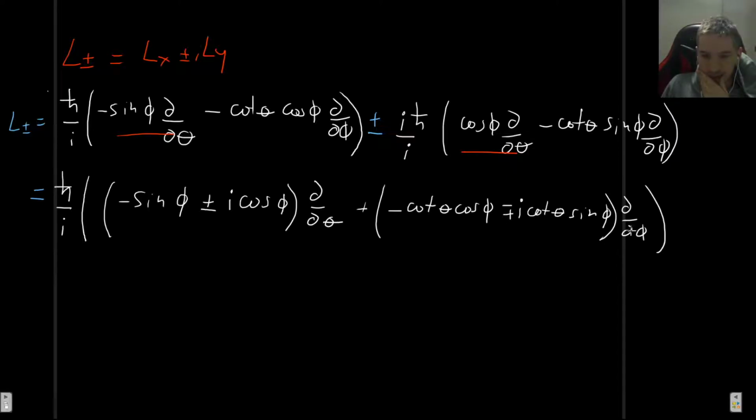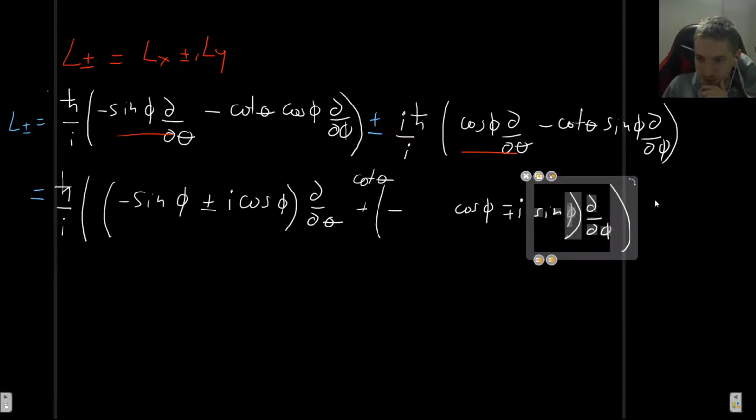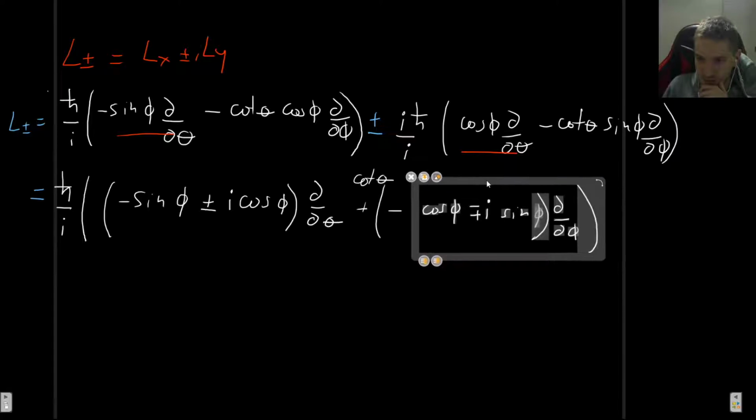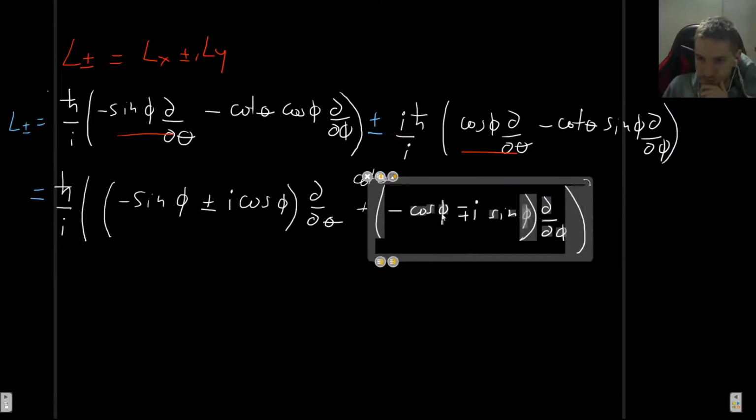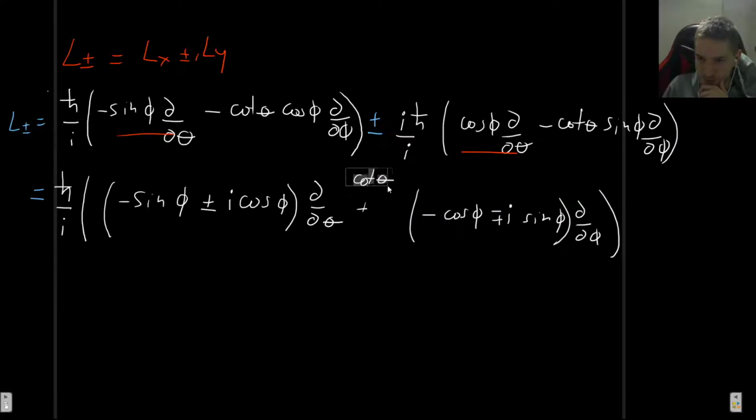Okay, making progress. Now, something we can do here is factor out the cotangent. So let's do that. Factor out cotangent of theta. And I'll move it all together a little bit. Okay, great. What can we do now?